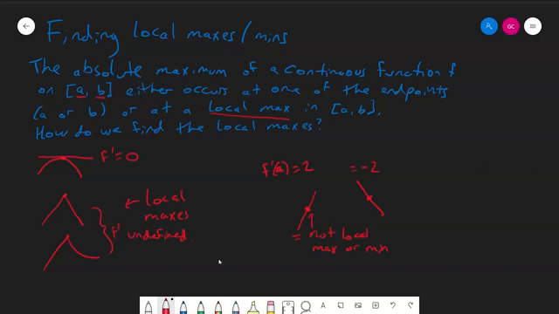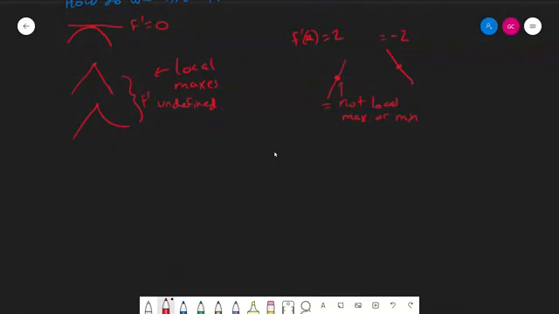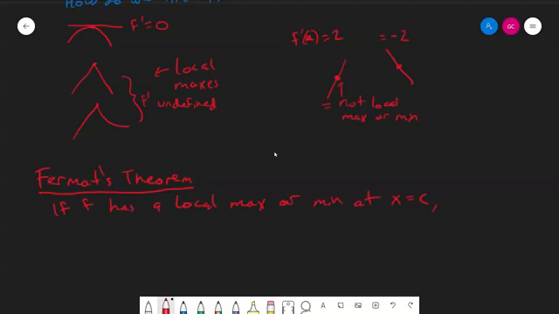Okay, so as a result of all of this, we've learned the following, and this is known as Fermat's theorem. You should be a little bit careful though, because there are lots of things that are called Fermat's theorem. There's Fermat's little theorem, Fermat's last theorem. But in calculus, Fermat's theorem refers to the following: that if f has a local maximum or minimum at x equals c, well then either f prime of c is 0 or f prime of c is undefined.